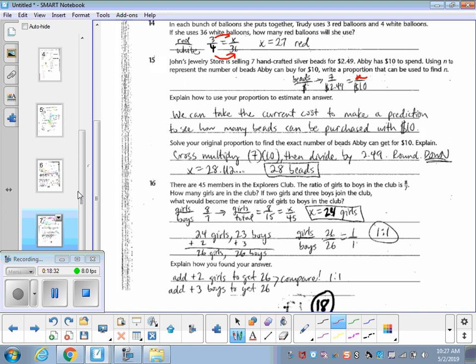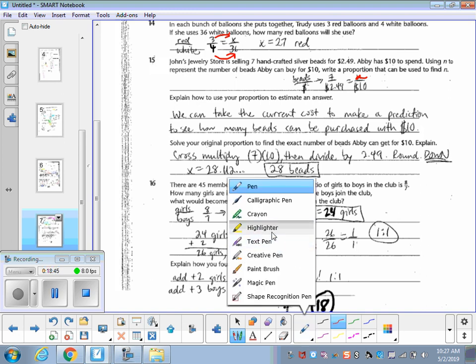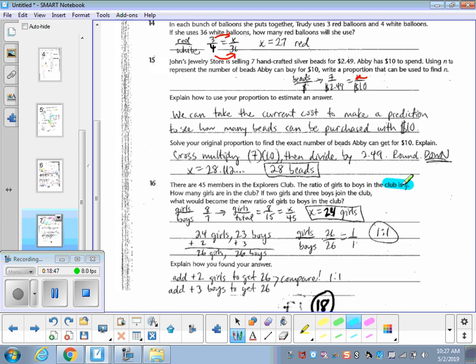This is important to review, and if you're still watching this video, this is a good thing that you're watching the video for number 16. There are 45 members in an Explorers Club, and we're given that the ratio of girls to boys in the club is 8 to 7. That's the ratio of girls to boys. So that means that for every 15 kids, 8 of them are girls. When I compare, I've got 8 girls for every 15 total people.